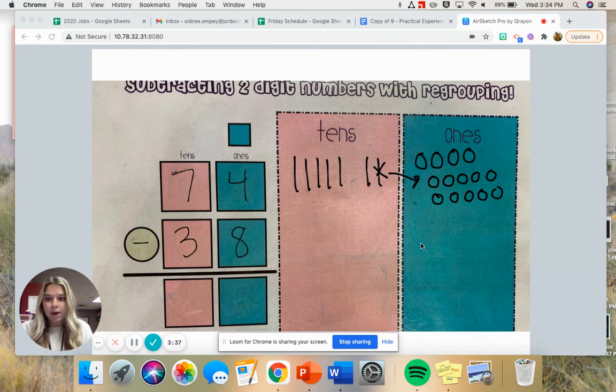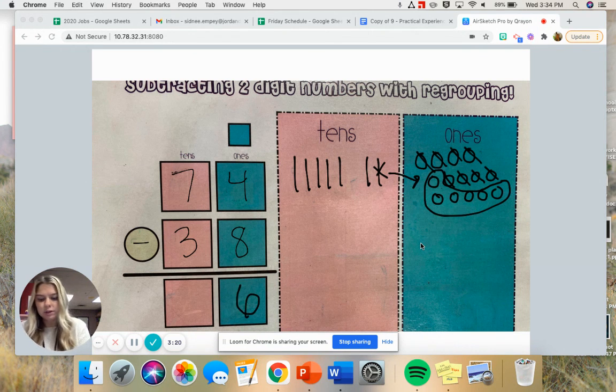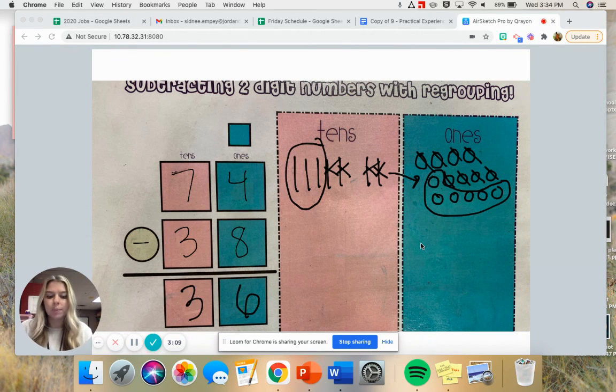Perfect. Now I have plenty. I can now subtract 8. So I'm going to cross off 8. 1, 2, 3, 4, 5, 6, 7, 8. And then I'm just going to circle what's left over here. And I have 6. Then I'll go to the tens place, and I need to cross off 3 10 sticks. So I'm going to cross off 1, 2, 3. And I'll circle what's left over, and there are 3 10 sticks left over. Now that's the first method that we have learned.